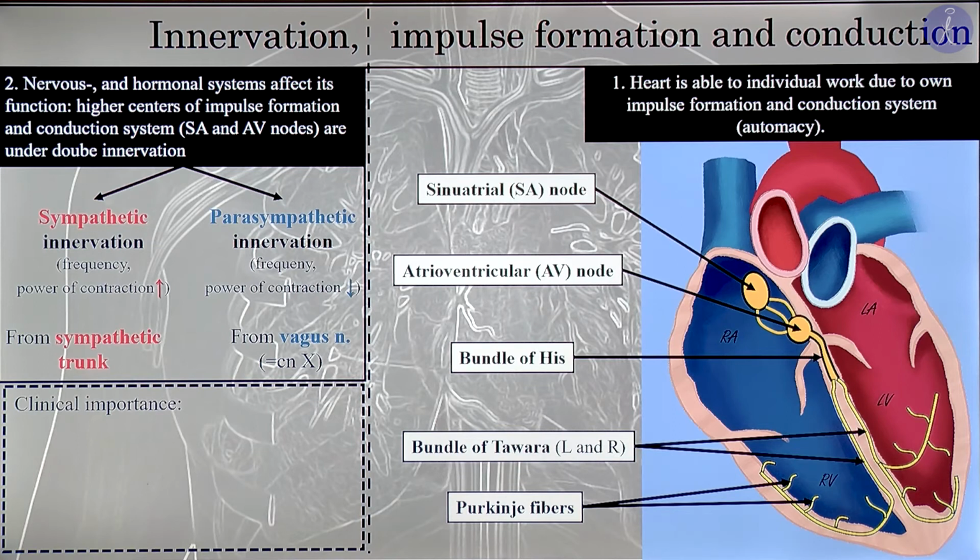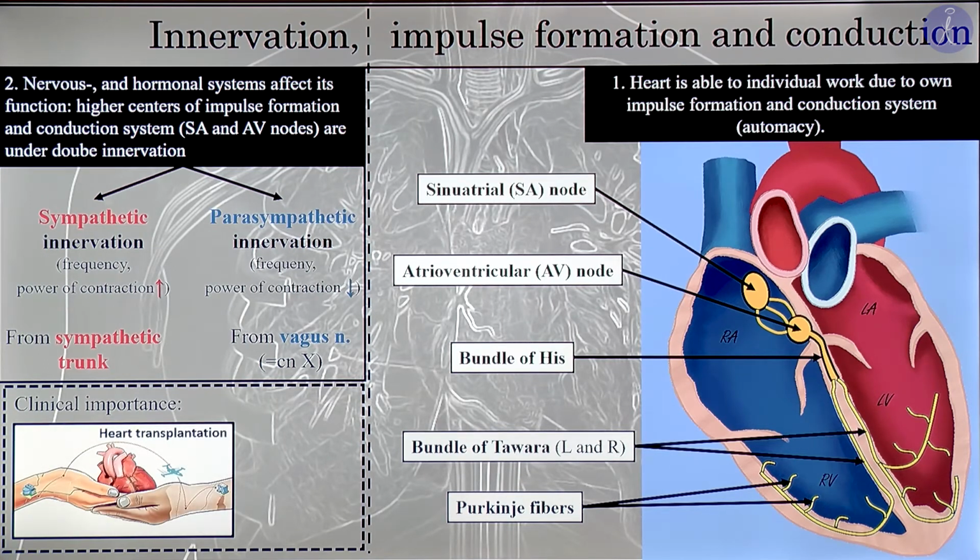And some clinical importance here, because of the automacy of the heart, transplantation itself is easier than it could be. I wouldn't say easy. And maybe you heard the term arrhythmia. This is also caused by the problem or mistake of the impulse formation and conduction system.